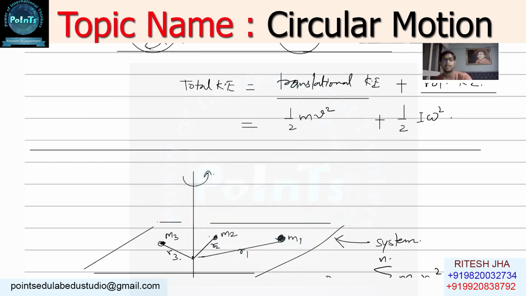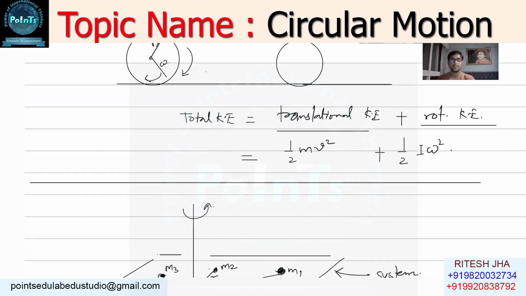So coming back to this total kinetic energy, this rotational kinetic energy depends on the shape of the object also, because this I is dependent on the shape.